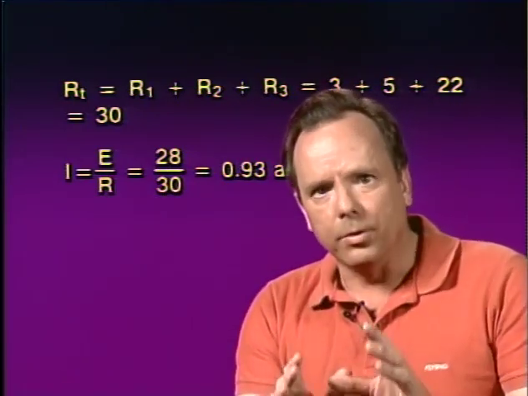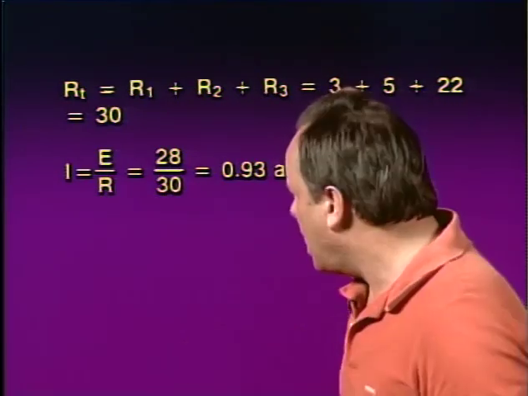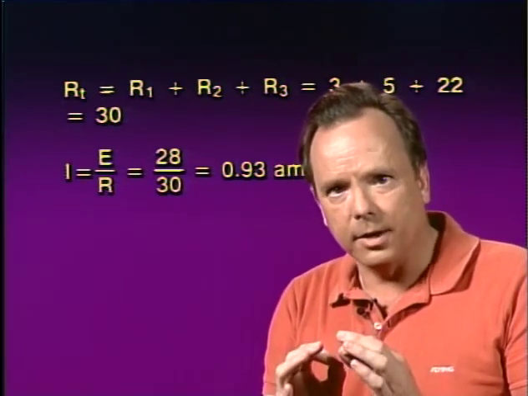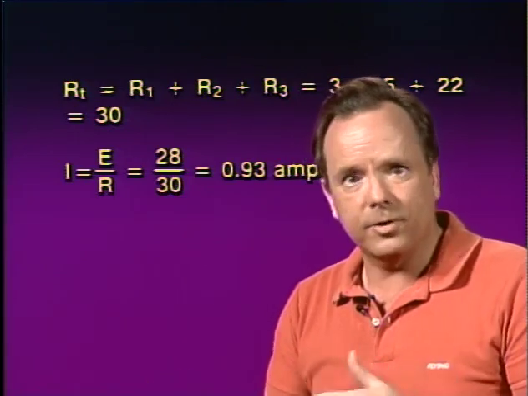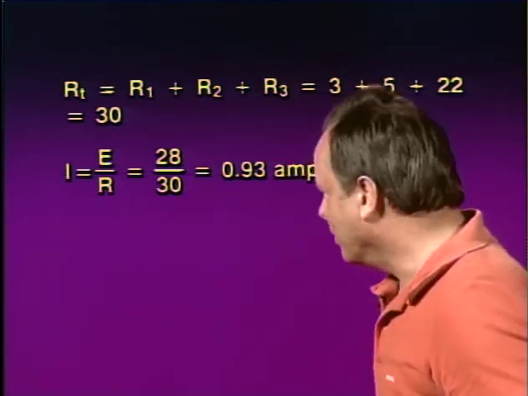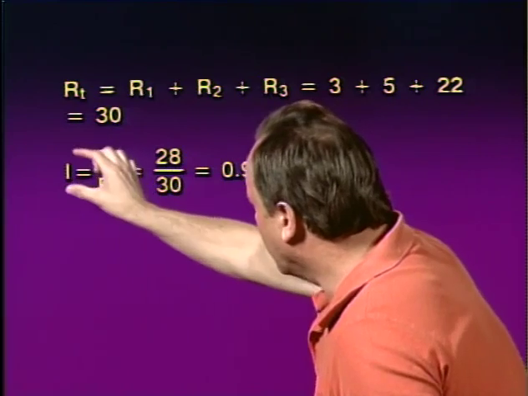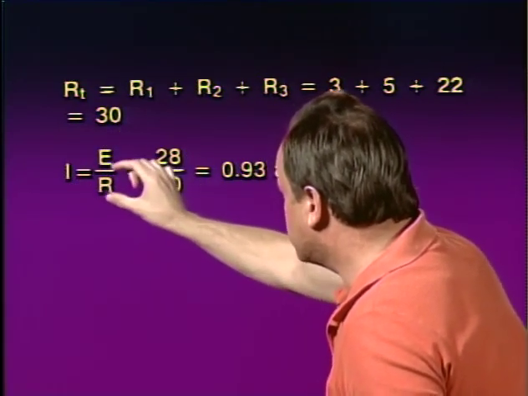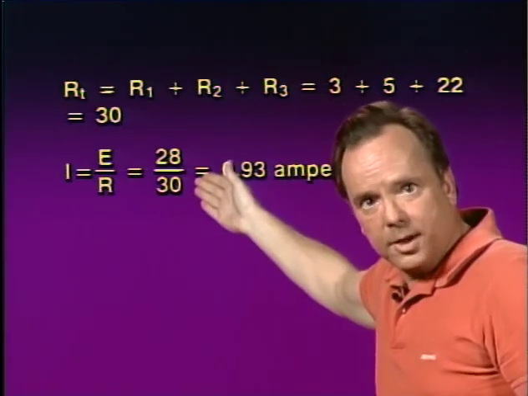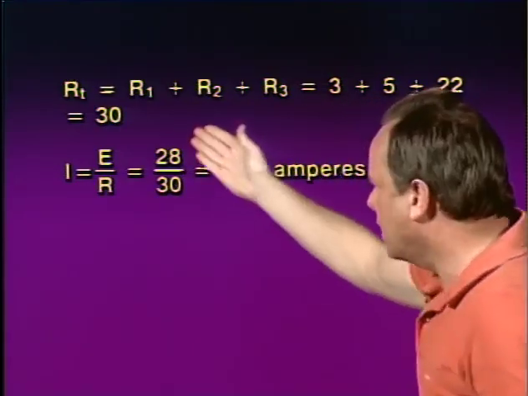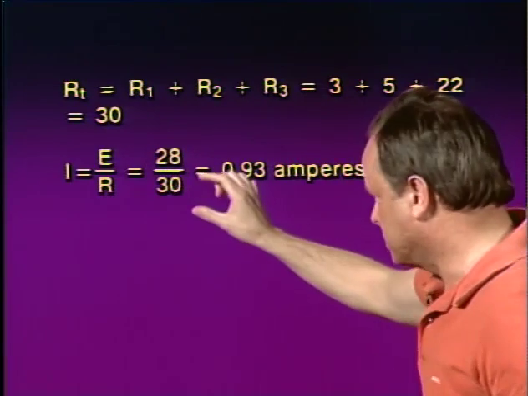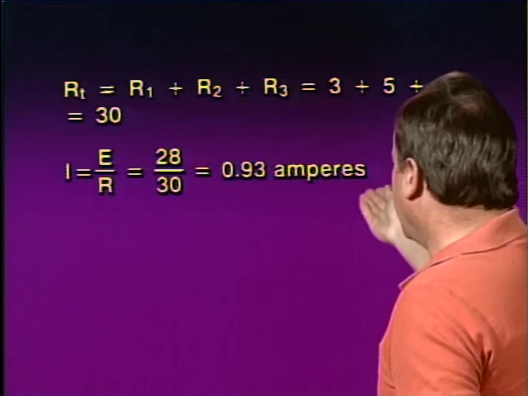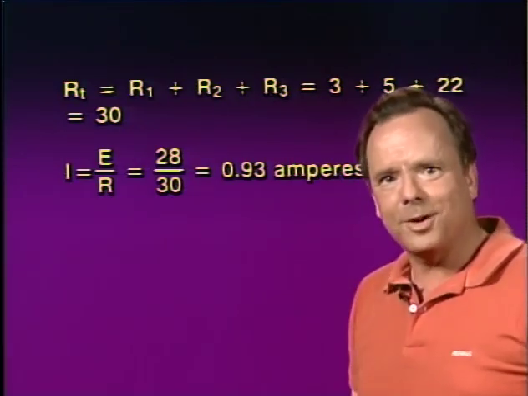Now, once we know the total resistance in that circuit, we can use Ohm's law and find the current in that circuit. And that's all we need to know, because the current for each resistor is exactly the same. That's one of the rules. Okay, here we are, Ohm's law. The current is equal to the electromotive force in volts divided by the resistance in ohms. The electromotive force in volts was 28. They told us that. We just figured out the total resistance for the circuit is 30 ohms. So the current for the entire circuit is 0.93 amps. And that's the answer to the question.